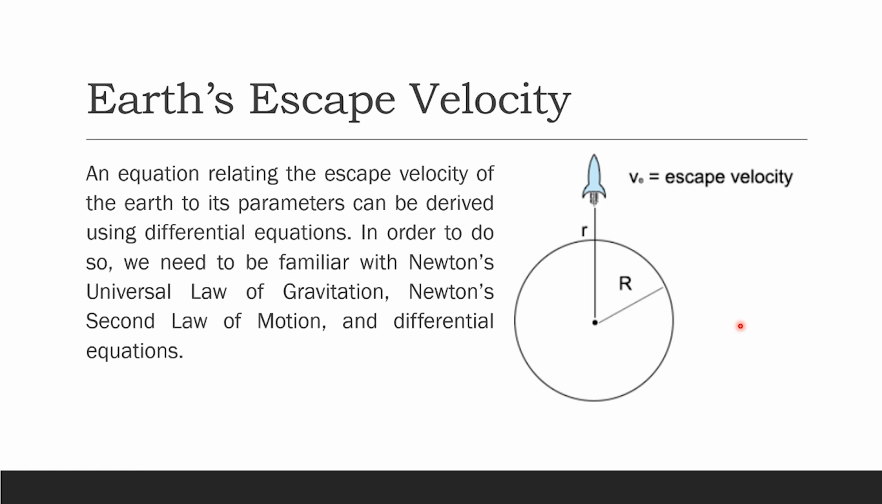Ayan, so Earth's escape velocity. An equation relating the escape velocity of the Earth to its parameters can be derived using differential equations. So yun naman yung sinabi ko kanina. Tingnan natin tong figure na to. We have itong round thing na to, that is the Earth. Capital R, that's the radius of the Earth. And then meron tayong small letter r, that is the distance of the Earth from an object escaping its gravity. So yung velocity na kailangan ma-reach ng isang object para makaalis siya sa gravity ng Earth, tinatawag natin yun na escape velocity.